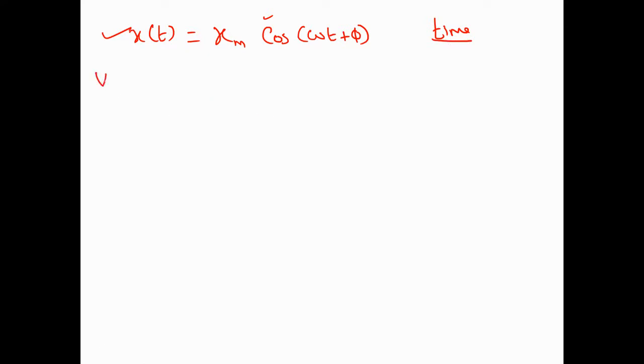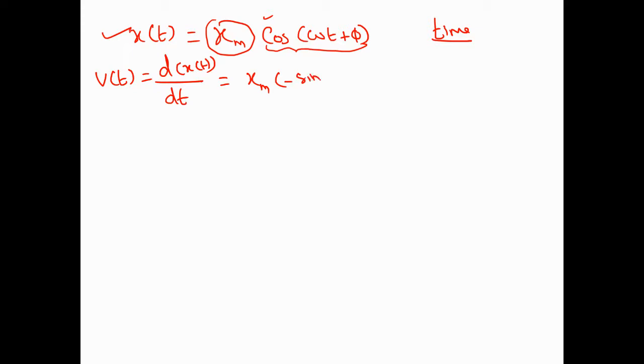So V of t is equal to my dx of t over dt. Now listen carefully. Xm is the constant, that means my amplitude, so I can just write xm. Differentiation of this cosine, what will you get? Minus sine omega t plus phi. And then if you differentiate this omega t, you will get only omega. In this angle phi there is no time, so you cannot differentiate it.